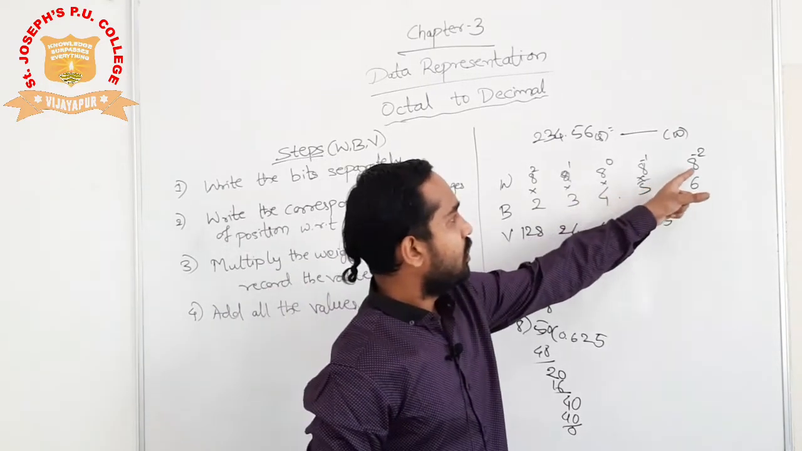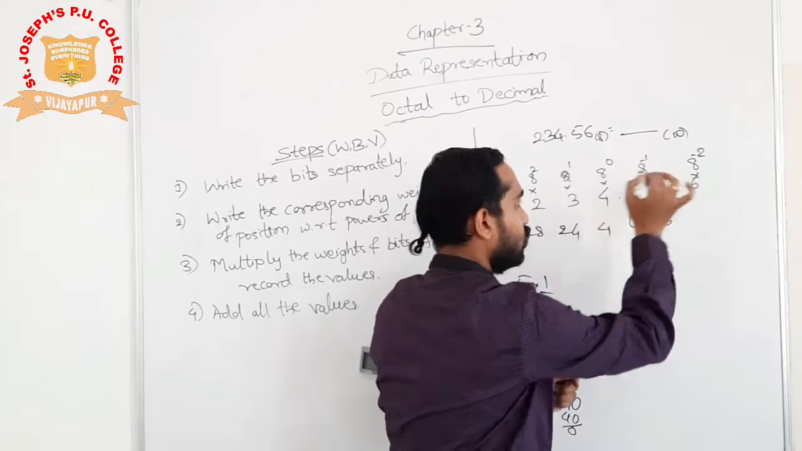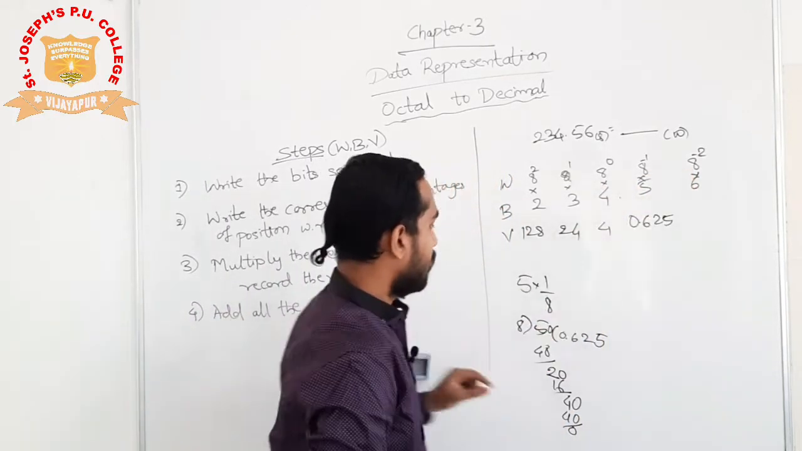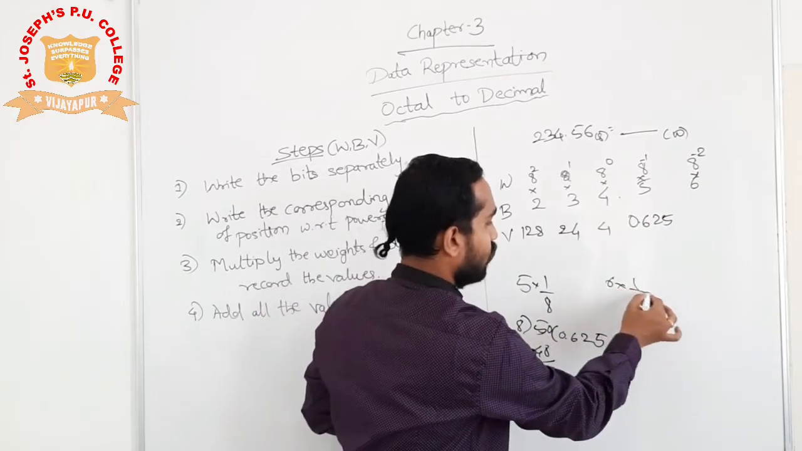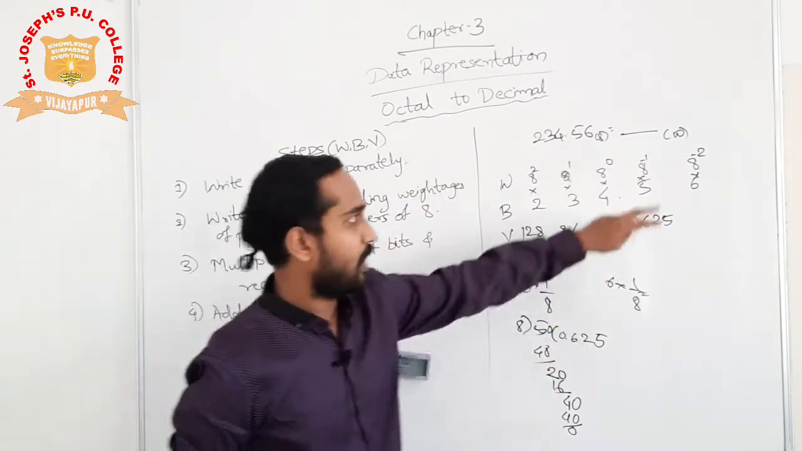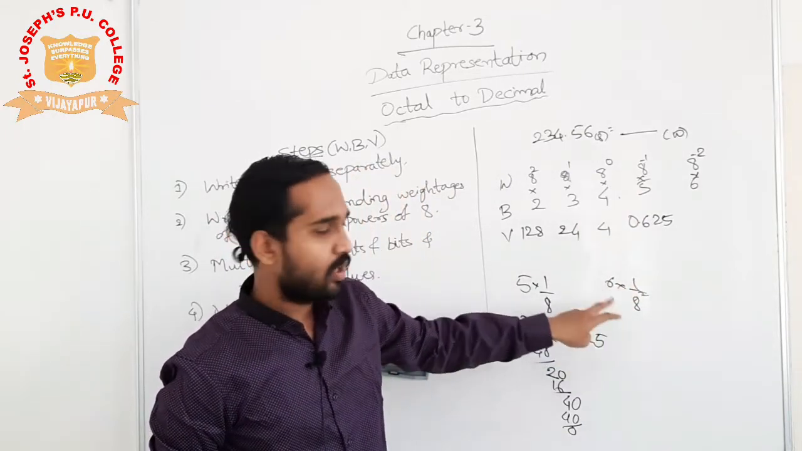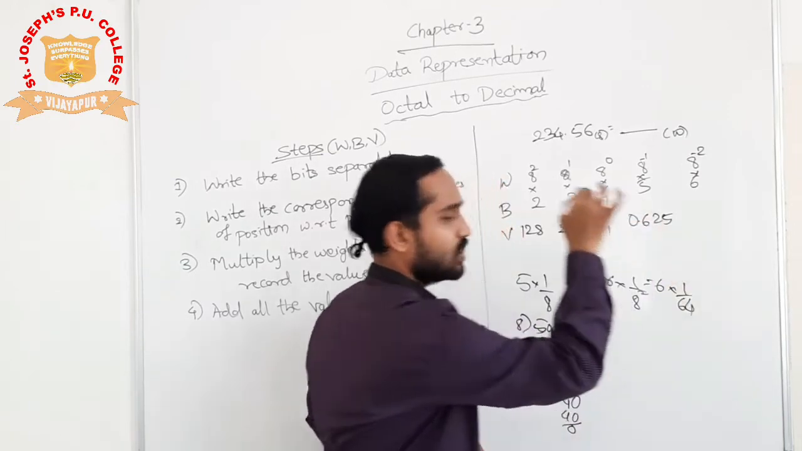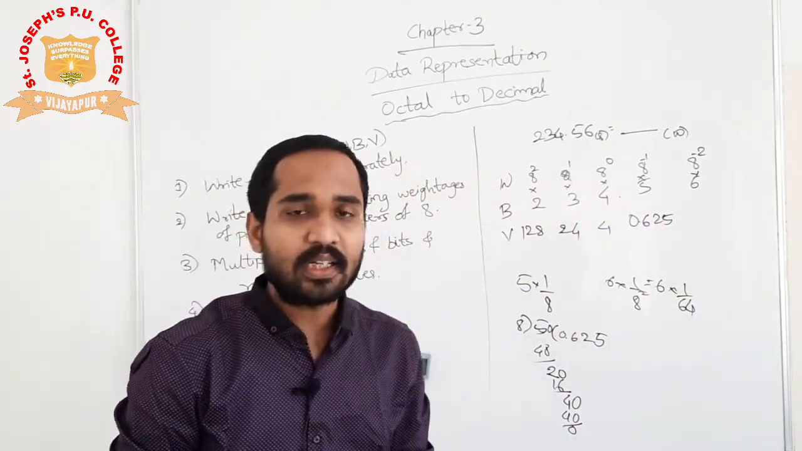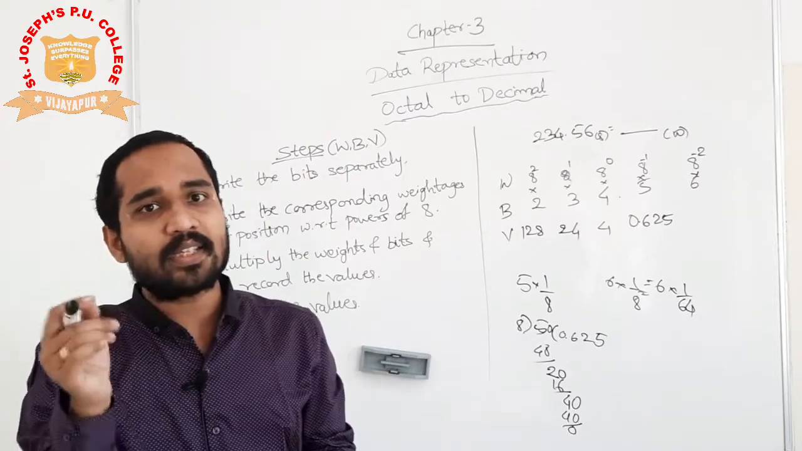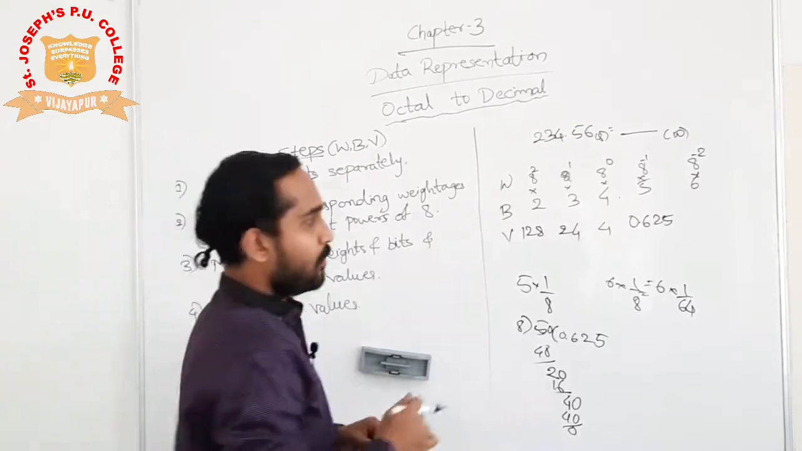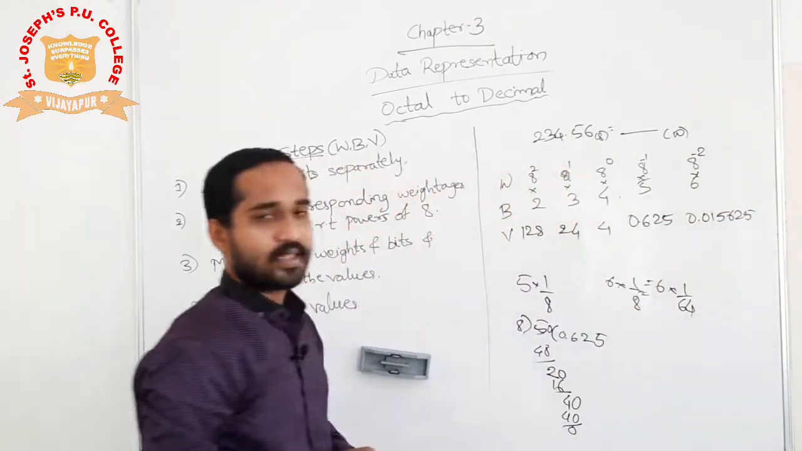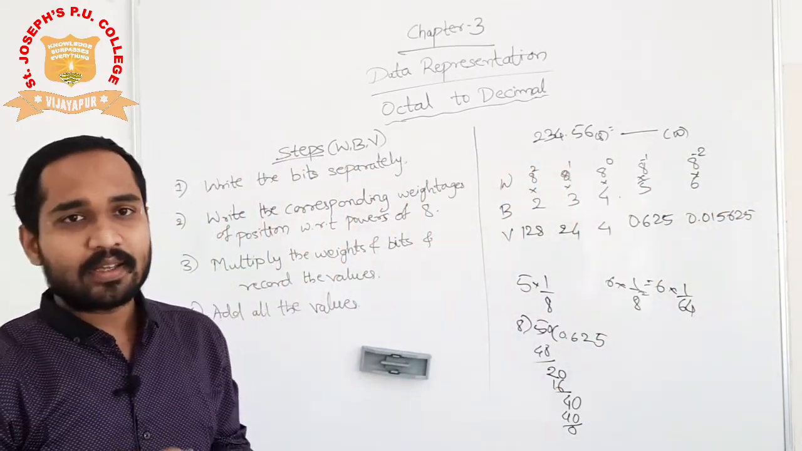Then what's next? 8 raised to minus 2 into 6. 8 raised to minus 2 means 1 by 8 raised to 2, so it will be 6 into 1 by 8 raised to 2, which happens to be 6 into 1 by 64. Please use the calculator and do 6 divided by 64. What is the answer that you get? 0.015625. This is the answer you get if you do 6 by 64.